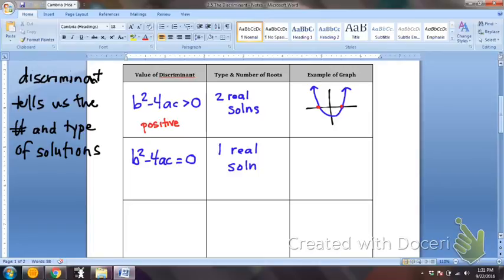Like in your homework when you factored the problem out, you just had x equals 7 and x equals 7. That's only one answer, even though it's two different numbers or two of the same number. That means that the graph is only crossing how many times? Once, which means it can go up or down, but the vertex is on the x-axis. Okay? That would be what one real solution looks like.